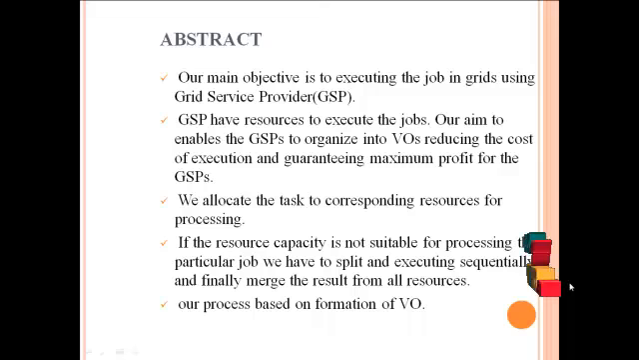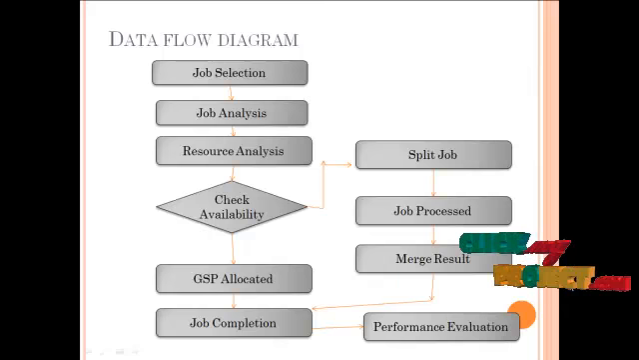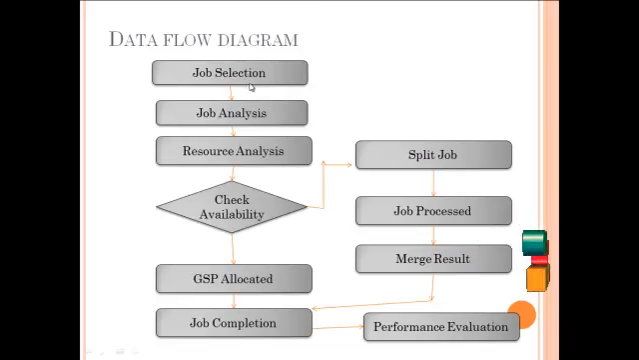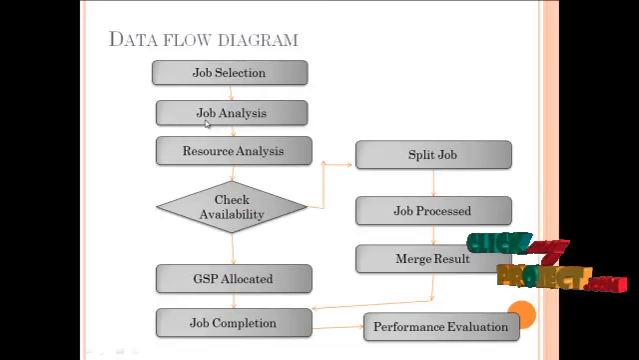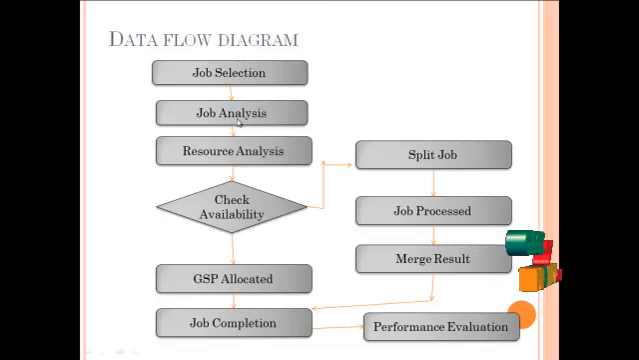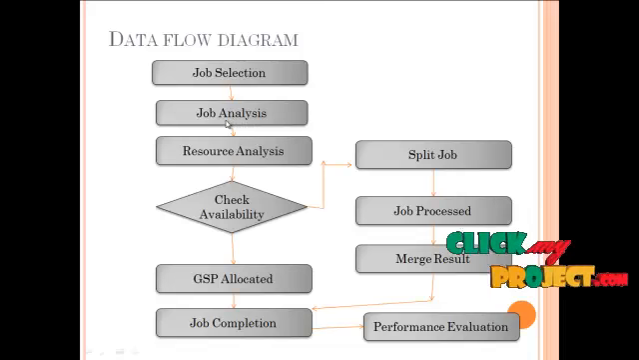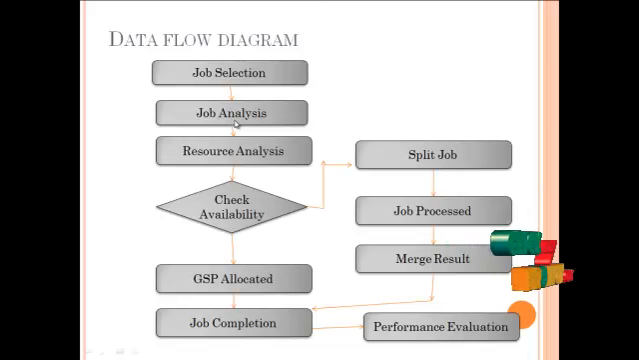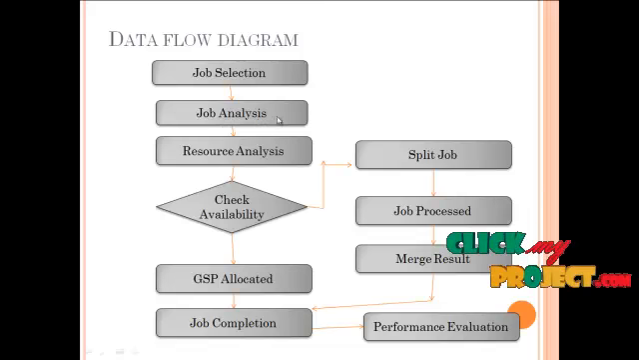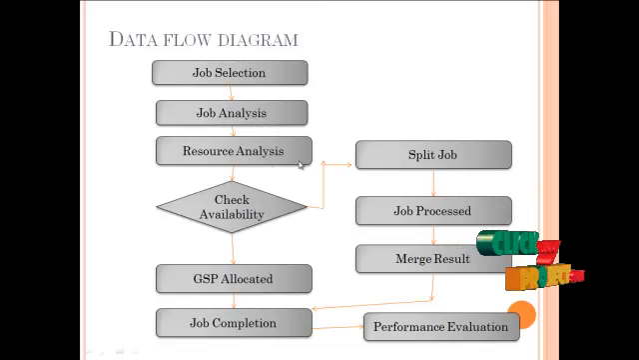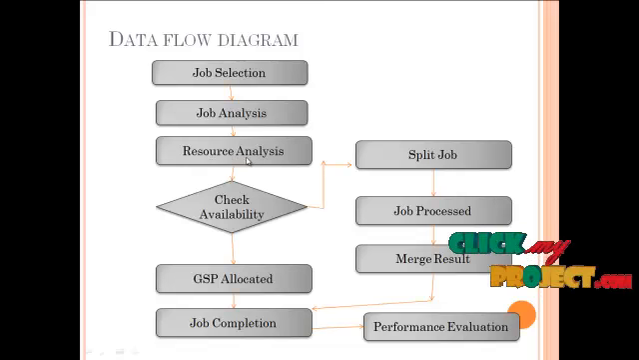Now we will see the flow diagram. First, the job is selected by the user, and then the job is analyzed. We analyze the capacity of the incoming job, the file size, the file length, and what type of file the job is. Then comes resource analysis: what type of resources can be formed into a virtual organization in the GSP.